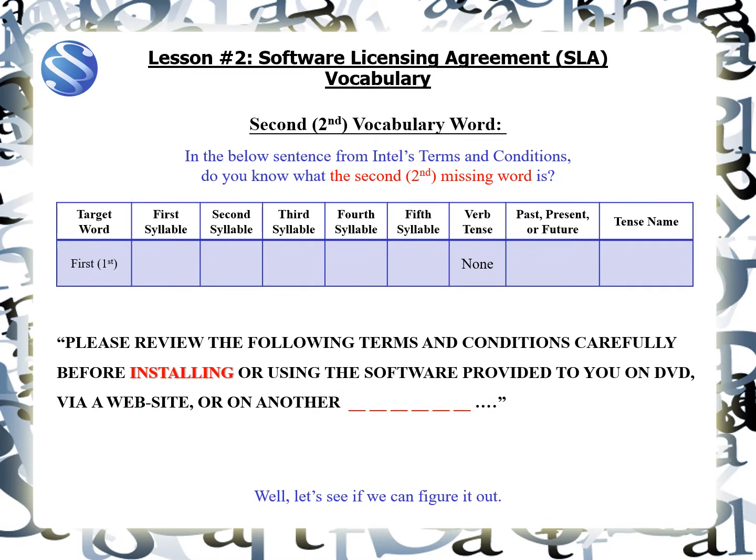Well, how did you do on the exercise for the first word, install or installing? If you need any help, please email me at rusum@gmail.com. Now on to vocabulary word or words number 2. In the below sentence from Intel's terms and conditions, do you know what the second missing word is? Let's go ahead and read the sentence. Please review the following terms and conditions carefully before installing or using the software provided to you on DVD via a website or on another blank. Well, let's see if we can figure it out.